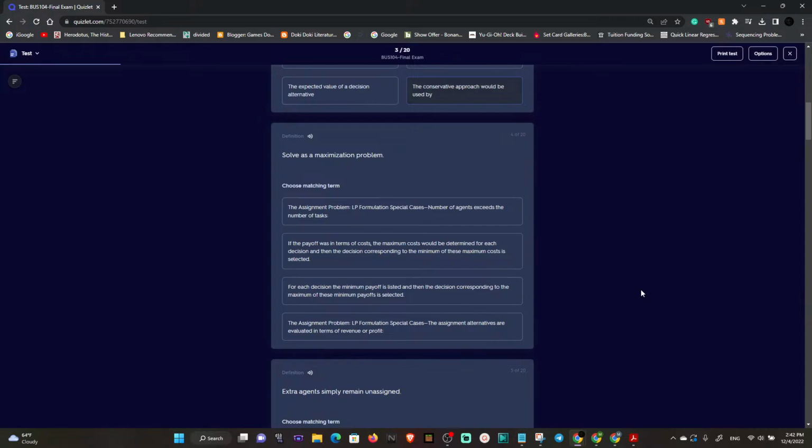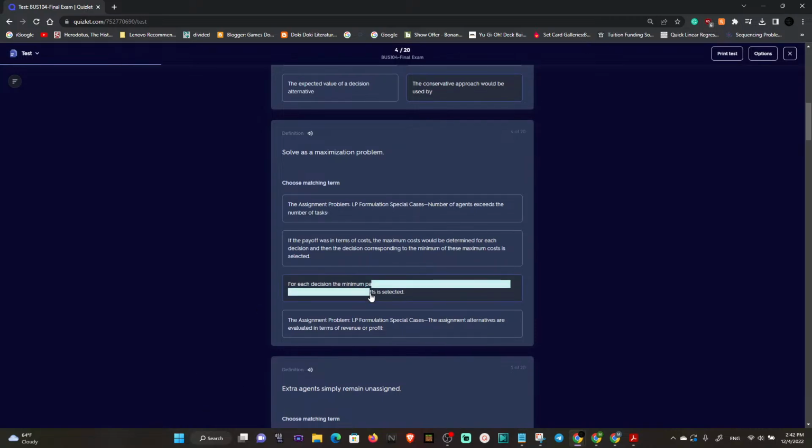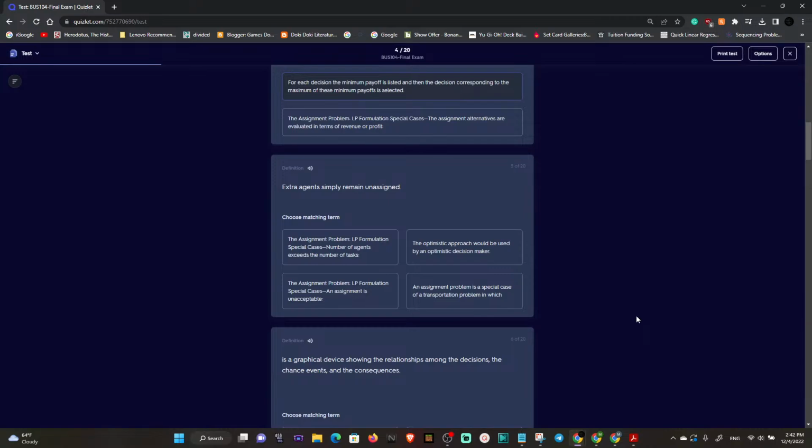Solve as a maximization problem. For each decision, the minimum payoff is listed, and the decision corresponding to the maximum of these minimum payoffs is chosen. The number of agents exceeds the number of tasks. Oh man, I don't know this one. Come on, you got this. I will say C. Super guess. That's just a real guess. Okay. Extra agents simply remain unassigned. Number of agents exceeds the. No, will be used by us.